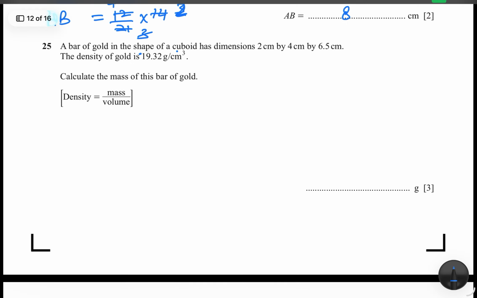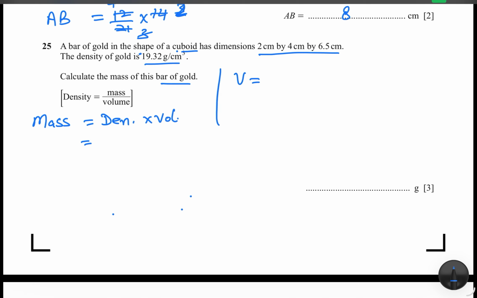Now number 25, a bar of gold in the shape of a cuboid has dimensions. These are the dimensions of the cuboid. The density of the gold is given. Calculate the mass of the bar of gold. We have the formula that density is equal to mass over volume. So mass is going to be density times volume. So we need to find the volume.